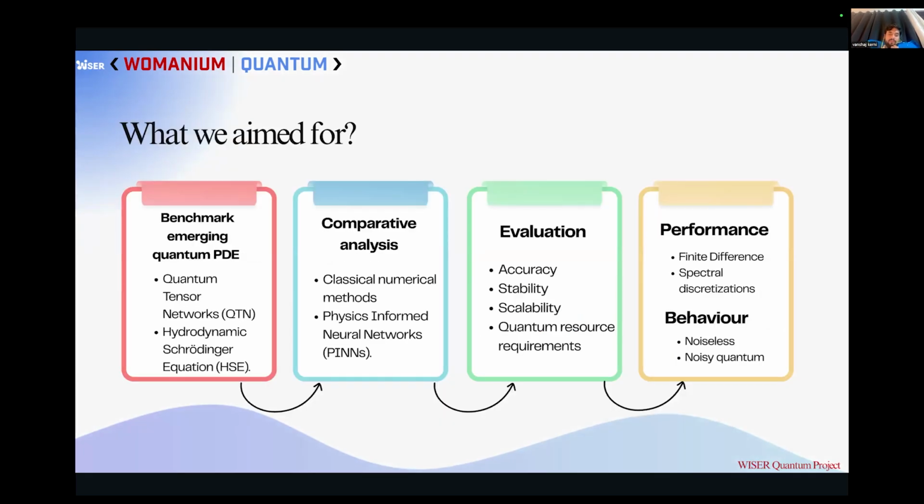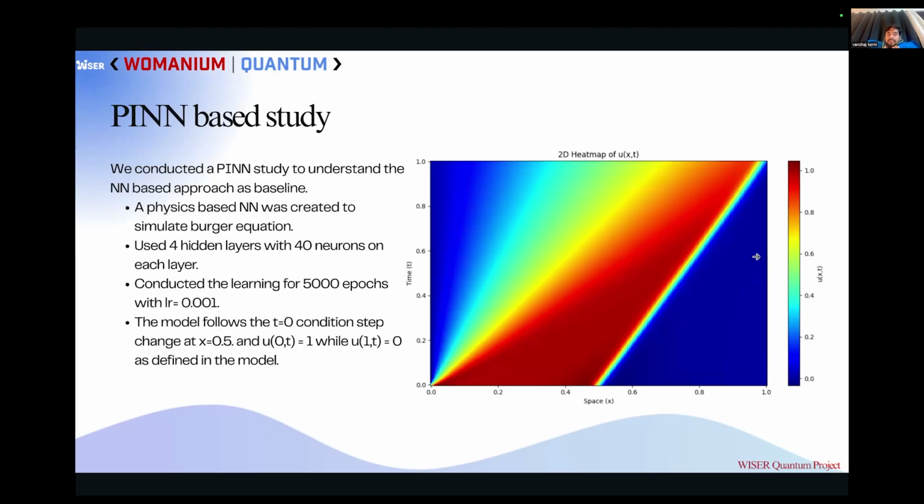What we aimed for in the approach was to benchmark, do a comparative analysis, evaluate, and then analyze the behavior. The first study that we began was the PINN-based approach, where we initialized it with 4 hidden layers with 40 neurons, conducted the learning for 5,000 epochs with a learning rate of 0.001, and this is the result it gets.